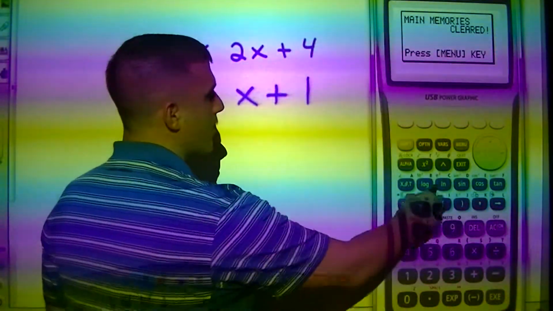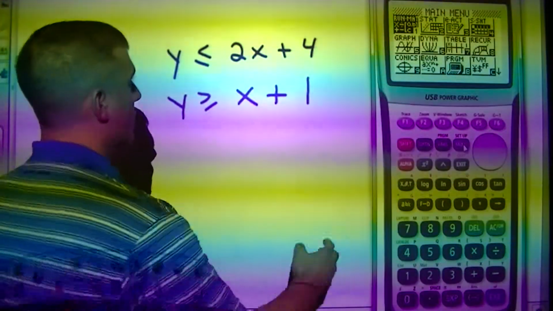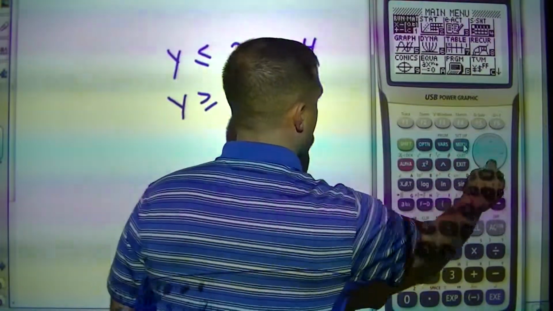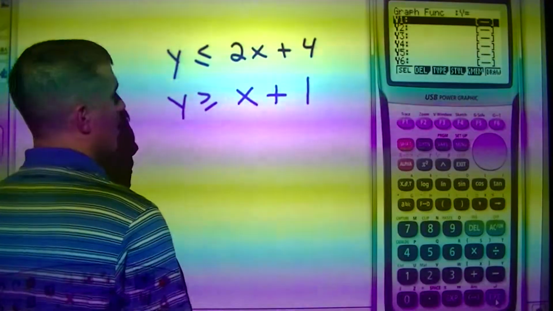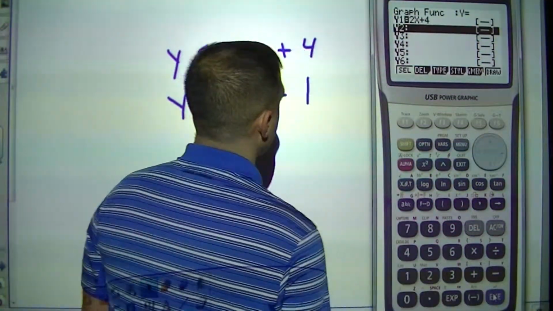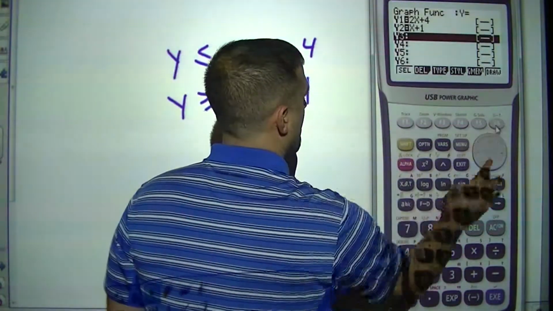What we want to do first here is go into the menu. We actually want to find the solution. Because it's in y equals, I'm going to graph this. So this is going to be 2x plus 4. This is going to be x plus 1. And I'm going to draw it.